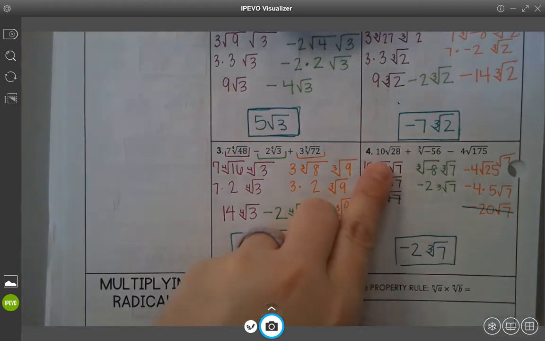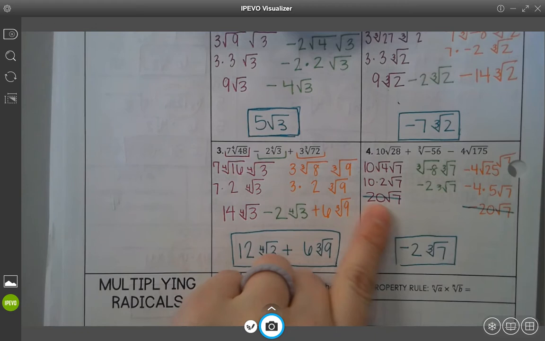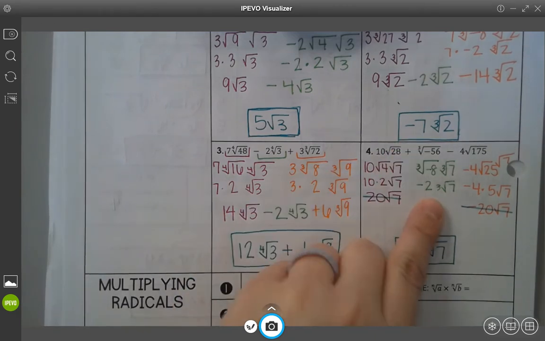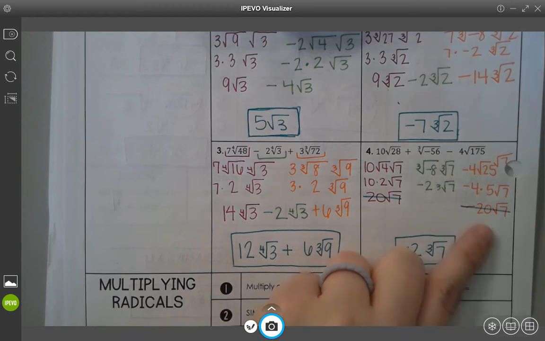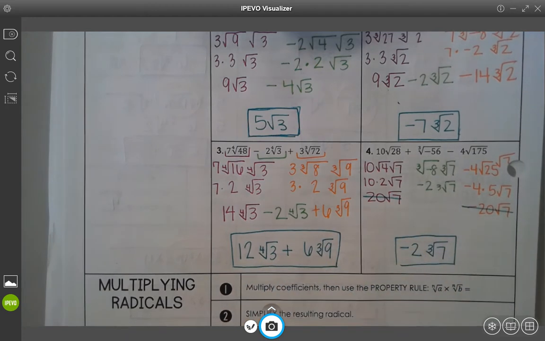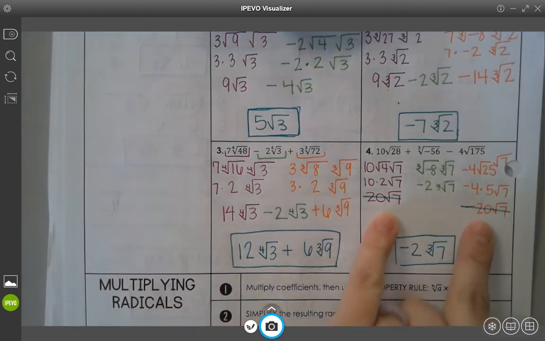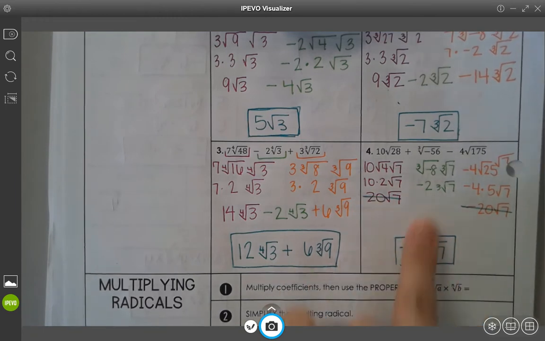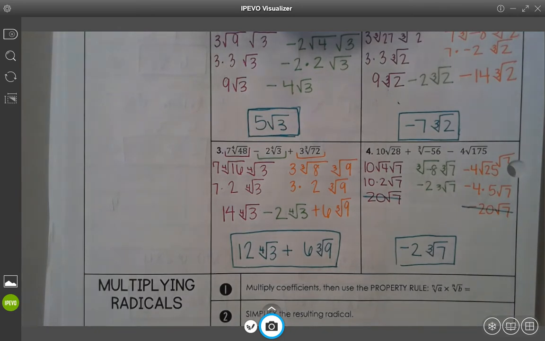Okay. The first one, 10 radical 28, should have simplified to 20 square root of 7. And then the next one simplified to minus 2 cube root of 7. And the last one simplified to negative 20 square root of 7. And those two end up canceling out. 20 minus 20 is 0. So you just have negative 2 cube root of 7 left. Are there any questions on these?